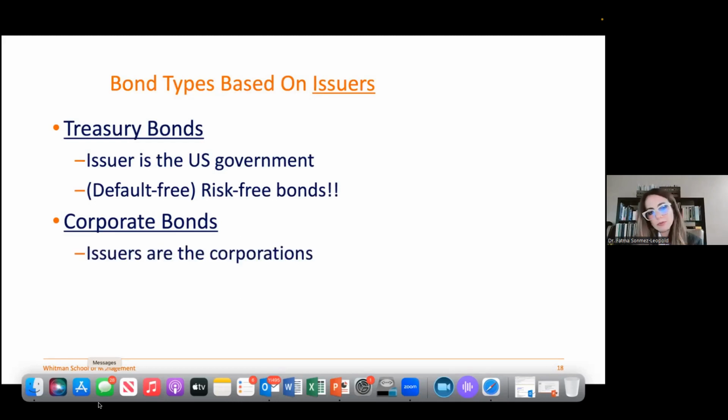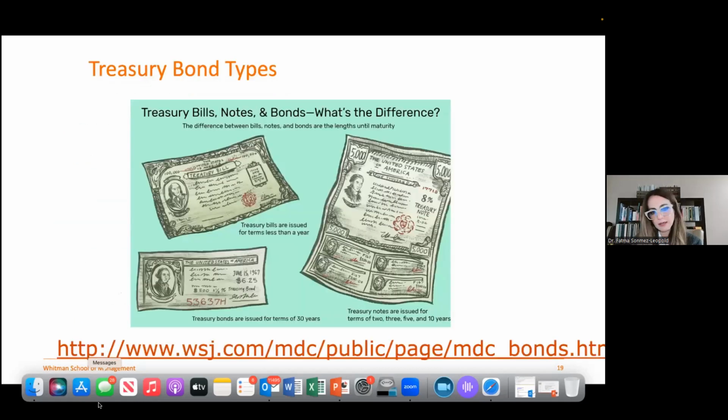When you look at the corporate bond market, the issuers are the corporations, and they are risky, right? Because even the best financially healthy corporations, they still can go bankrupt. You never know what happens. So therefore, corporate bonds are risky as opposed to treasury bond market. So therefore, we use the treasury bond market as a benchmark in the economy.